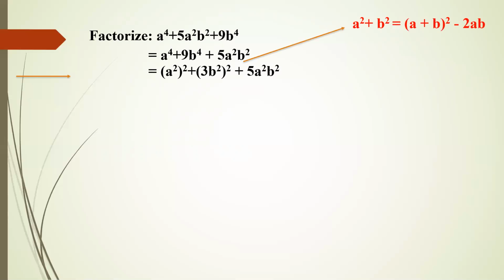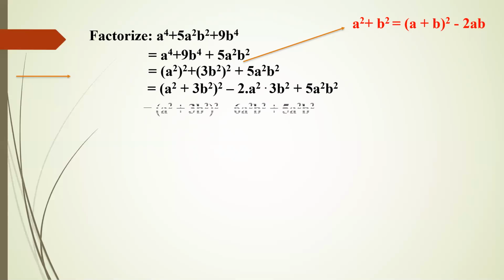Now once again, look at this one. This is exactly, if you compare with a square plus b square, then we know that is a plus b whole square minus 2ab. But here, what is a? a is a square. And what is b? b is 3b square. Now try to apply this formula, then what do we get? We get a square plus 3b square whole square, minus, now we need 2ab. So 2a means a square and b means 3b square, right? And the plus 5a square b square as it is.